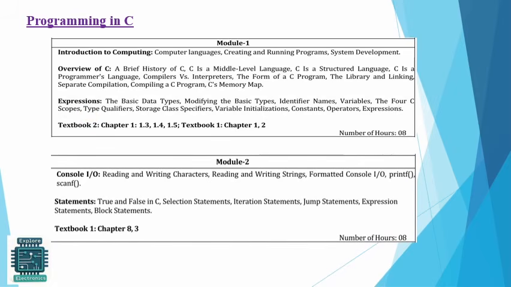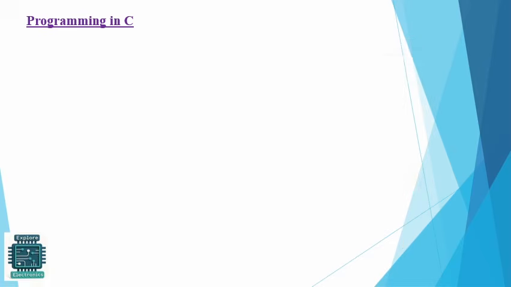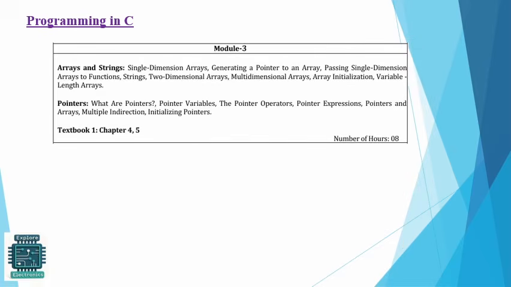And in the second module, again it is divided into two subchapters, that is console IO, that is console input output, and the second chapter is statements. In module 3, again it is divided into two subchapters, arrays and strings, and pointers. You'll learn about one-dimensional array, two-dimensional array, declaration, initialization in this chapter.